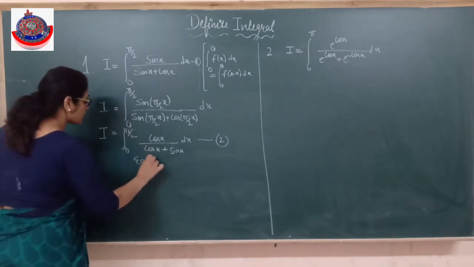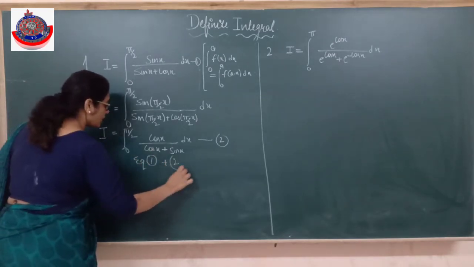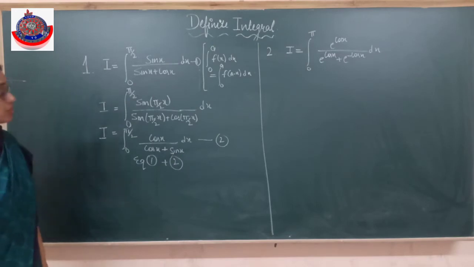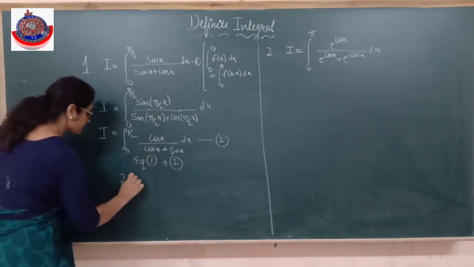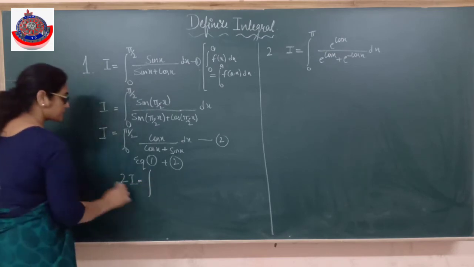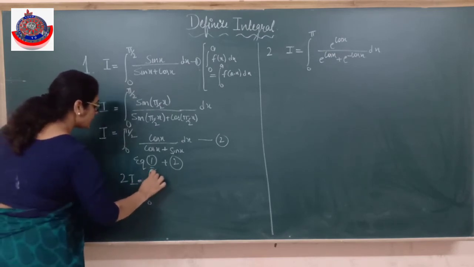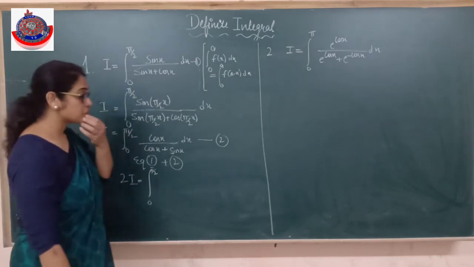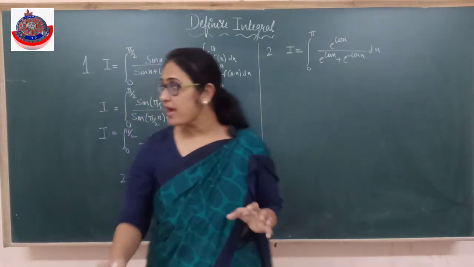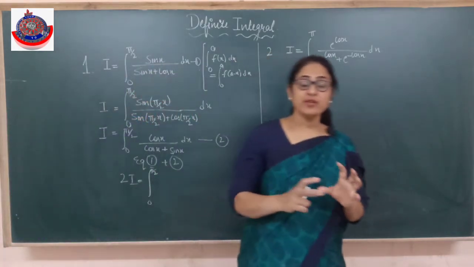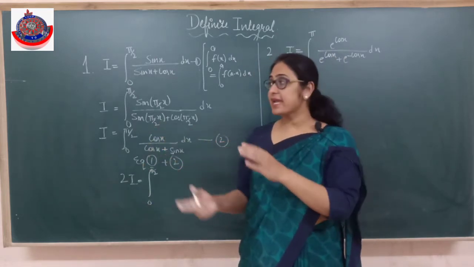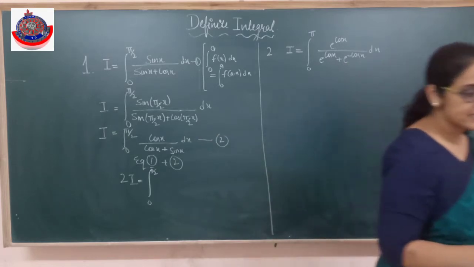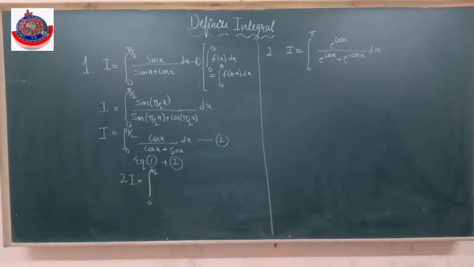Equation 1 plus equation 2. Add equations 1 and 2. I plus I is 2I, integral from 0 to pi by 2. If you remember the fifth property, when you have a sum of integrals you can split it; similarly, if the integrals are in different parts, I can add them also. Is it clear? I can add it also.